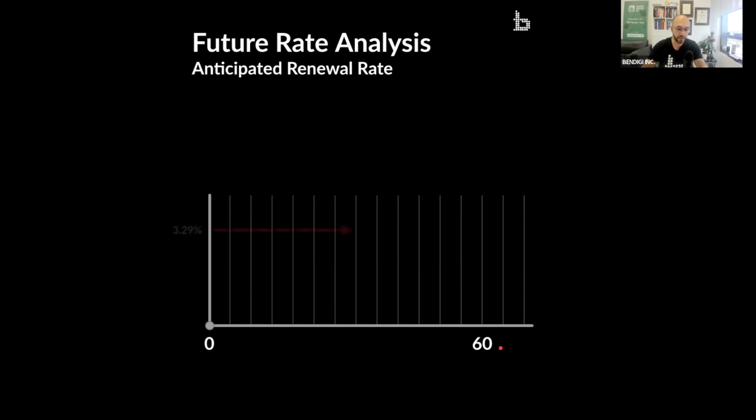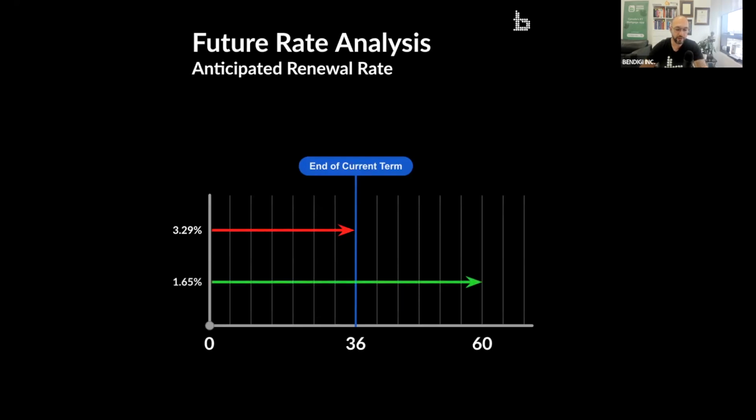We know that currently Bob is getting a 3.29. And this ends right here, which is exactly 36 months from now. That's called the end of current term. And we're proposing to Bob that we're going to give you a 1.65, which is much lower, and it's going to end in 60 months. It's a 5-year term. That's the green line. So that's our end of new term.